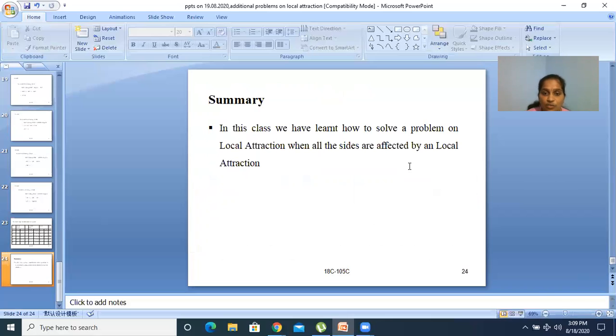So in this class, we have learned how to solve a problem on local attraction. When all stations are affected by local attraction, there is no station which is free from local attraction. Then how can we solve the problem? So far we have seen.